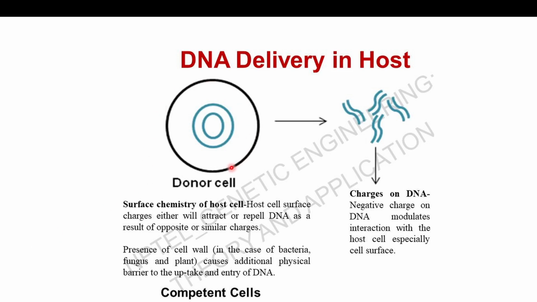So this is the donor cell. In general, when we are talking about the delivery of a recombinant vector from the donor cell into the recipient cell, the first and foremost thing to keep in mind is that the surface chemistry of the donor and recipient cells should be compatible. Host cell surface especially depends on the charges. Why? Because the composition of the cell membrane, the phospholipid and protein content, can differ from one organism to another. So by compatibility we mean specifically the charges.